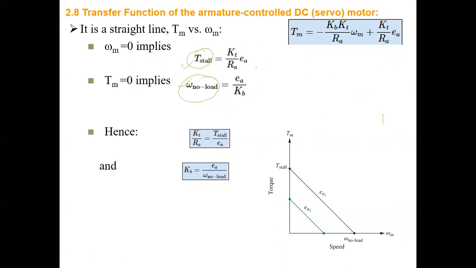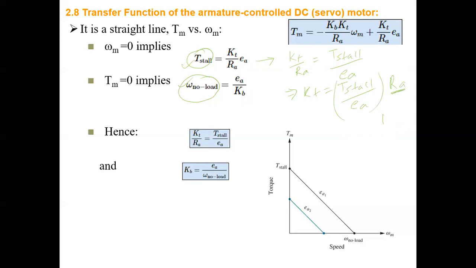So how do you get that? From here, what is your KT over RA? KT over RA is T stall over EA. So what is your KT then? KT is T stall over EA times RA.